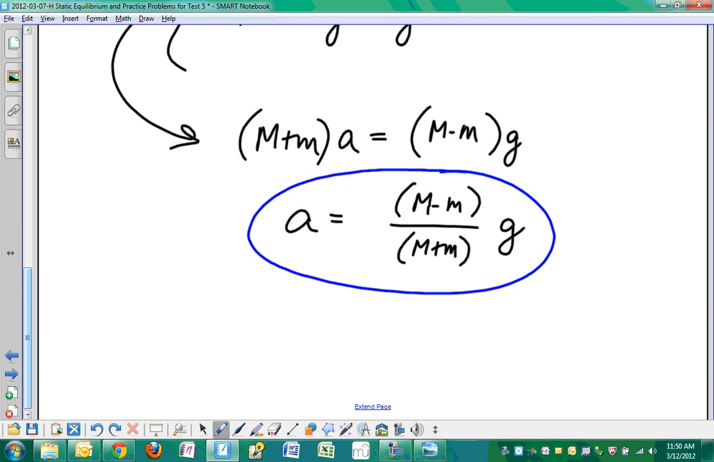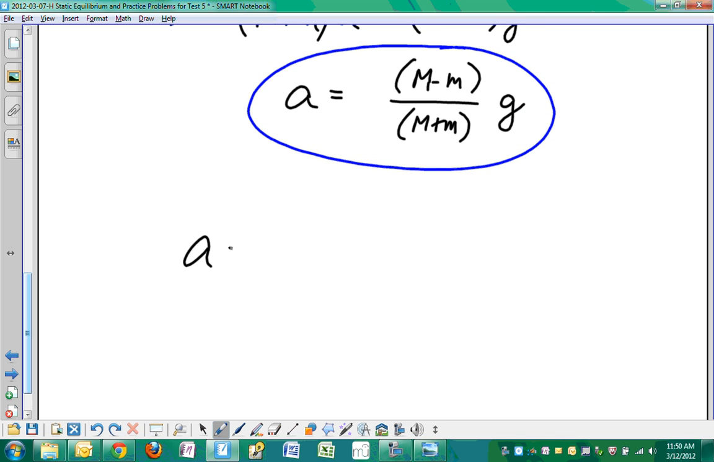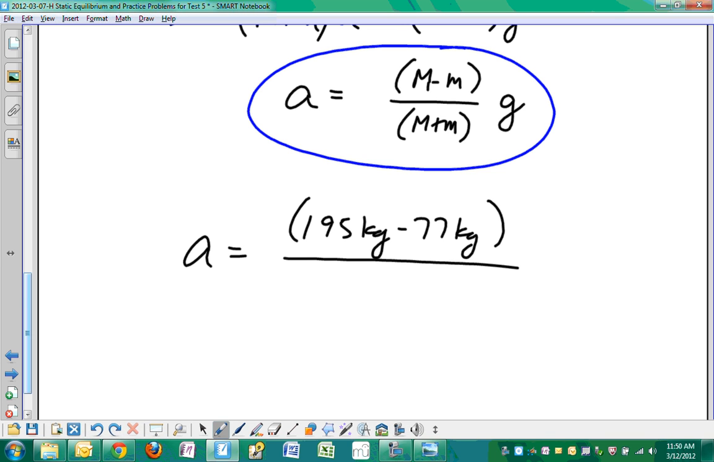All right, so now, just putting in the numbers for this particular problem, we know that big M was 195 kilograms, if I recall correctly, minus 77 kilograms over 195 plus 75. You guys are putting this in the calculator while I'm writing it, right? 75 kilograms. I wrote 77, it said 75, nice. Times 9.8 meters per second squared.